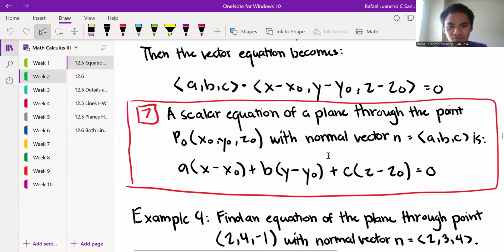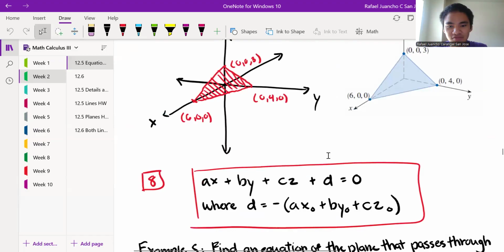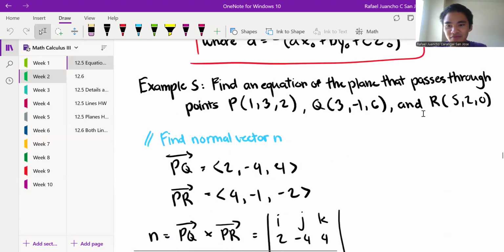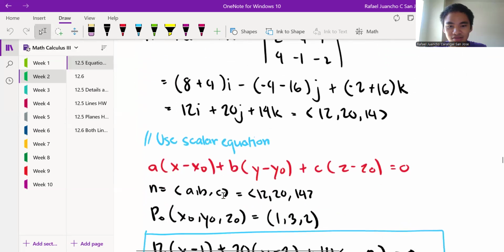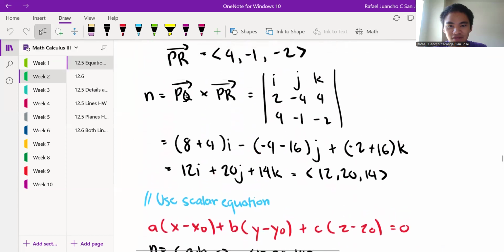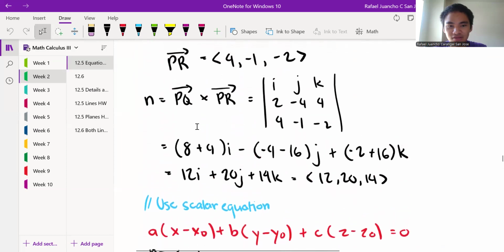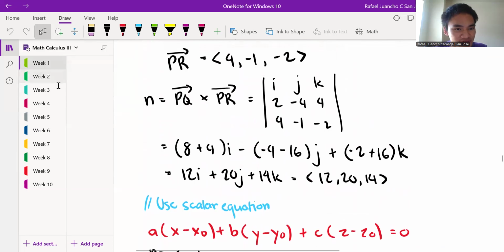Anyways, so where was that? The find equation given three lines there. We have 3 points, 3 lines. We have 3 points here, and yeah, we can find PQ and PR, and then that gives us the vector that's perpendicular, orthogonal.